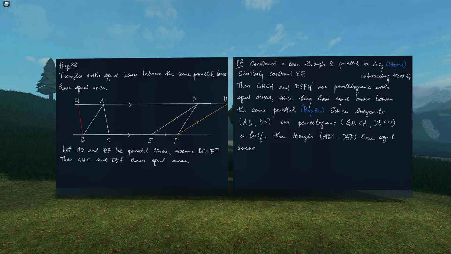I missed it in my notes. Dan, do you remember what proposition that was? Or was it just 36? No, it's not 36, it's 34. Cool, thanks. You mean the fact that the diameter bisects the areas, right? Yeah, that's right. It's 34. So we've shown that these triangles are halves of two parallelograms with equal areas. Therefore, they must have equal areas because they are halves of the same thing.